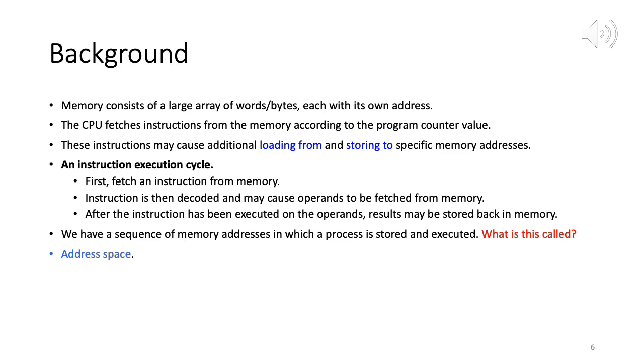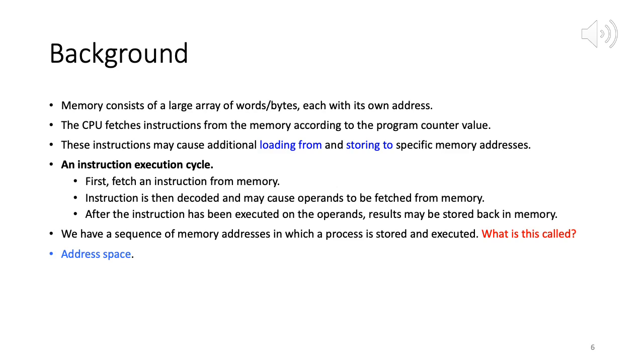We also know that there is a sequence of memory addresses, a block of memory, in which each process is stored and executed. It basically lives there. What is this block called? It's called the address space. Each process has an address space, and while it's executing, it lives in that address space. All of its instructions are there, all of its data is there.